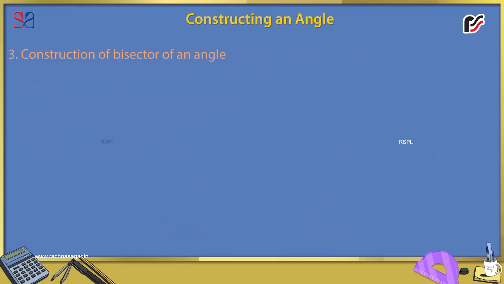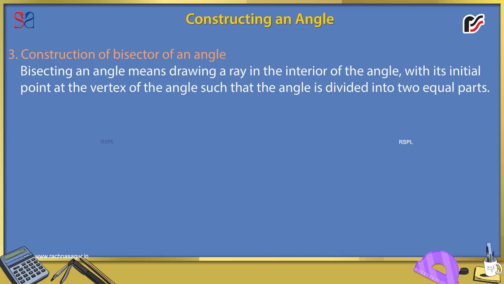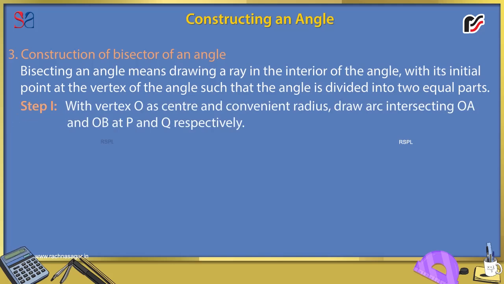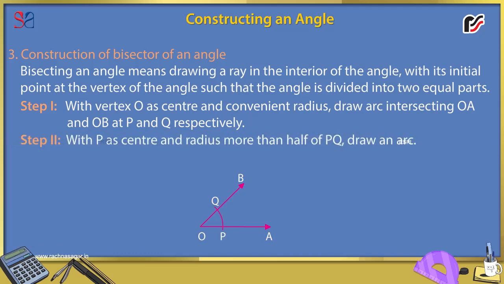Number 3. Construction of bisector of an angle. Bisecting an angle means drawing a ray in the interior of the angle with its initial point at the vertex of the angle such that the angle is divided into two equal parts. Step 1. With vertex O as center and convenient radius, draw an arc intersecting OA and OB at P and Q respectively.